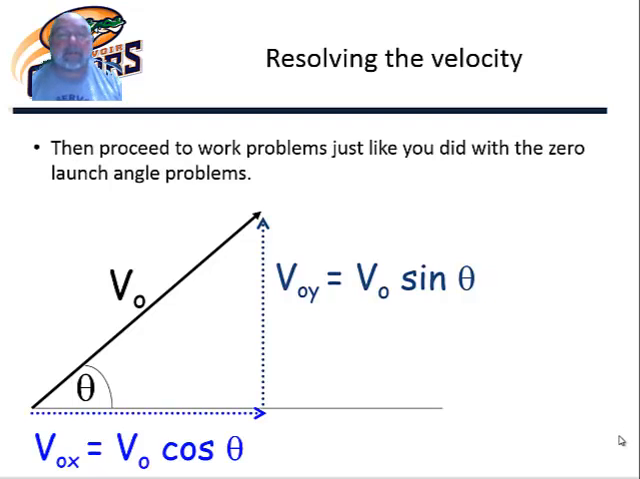Then we proceed to work these problems just like we did with zero launch angle problems. We list the information we know in the x direction, list the information we know in the y direction. Then we find the equations for the motion that we're interested in. And at the end, we put everything back together, compose vectors if we need to, and make sure that we answered the question that we were being asked.